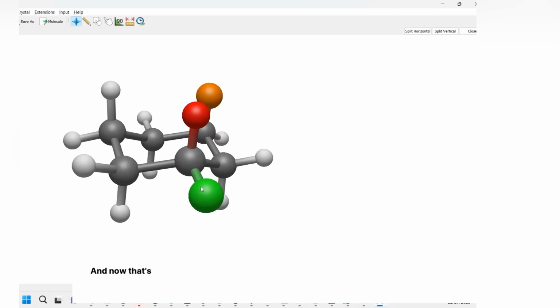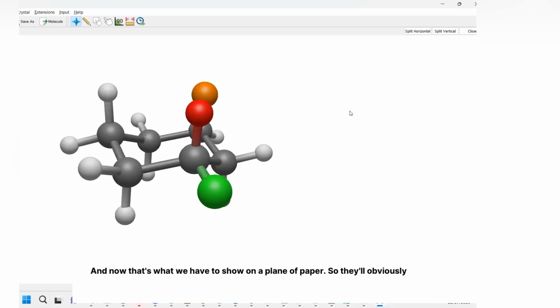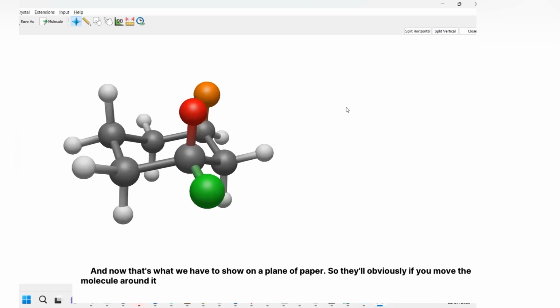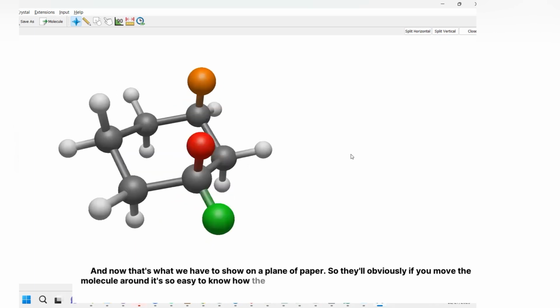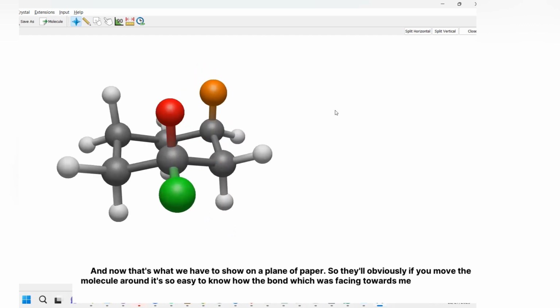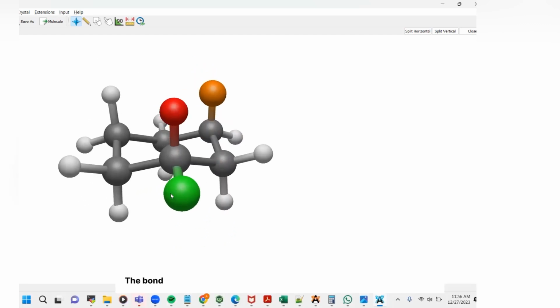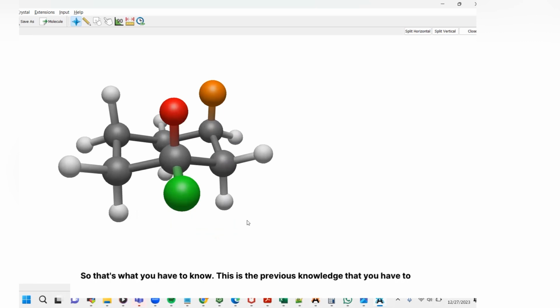And now that's what we have to show on a plane of paper. Obviously, if you move the molecule around, it's easy to know how the bond which was facing towards me ended up facing up, and the bond which was facing away from me has ended up at the bottom. This is the previous knowledge that you have to know before you do that work on a plane of paper.